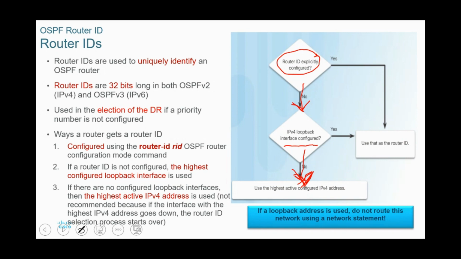So if you have router 1 with the router ID of 1.1.1.1, and you have another router with the router ID of 2.2.2.2, the router with the highest router ID will be picked as the DR. So the router ID will be chosen.